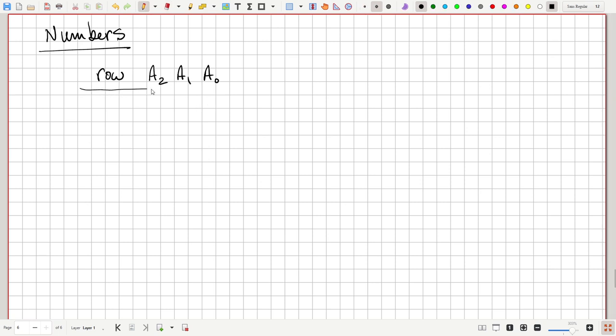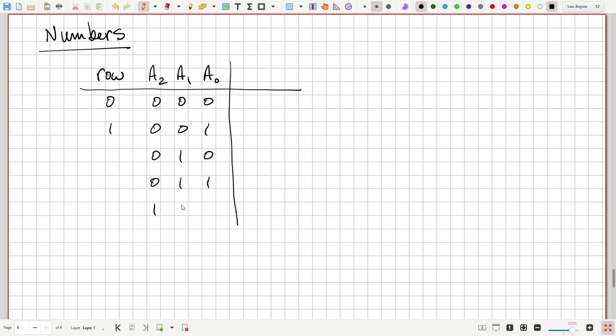So let's go ahead and just look at what a truth table with these three different values would be. So row 0 would be when they're all 0. And then row 1, we'd have 0, 0, 1, and 0, 1, 0, and 0, 1, 1, and then 1, 0, 0, 1, 0, 1, 1, 1, 0, and 1, 1, 1. And those would give you rows 0, 1, 2, 3, 4, 5, 6, and 7.